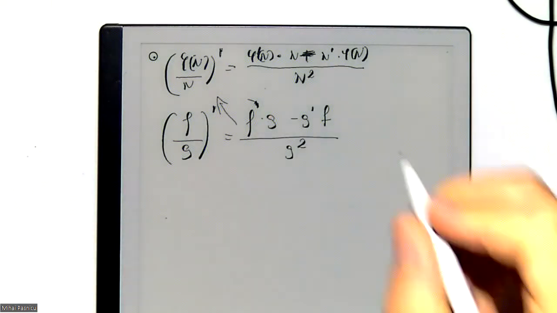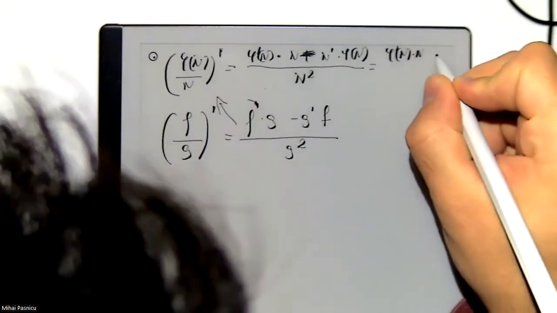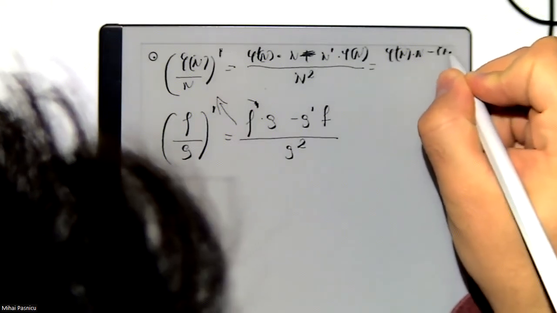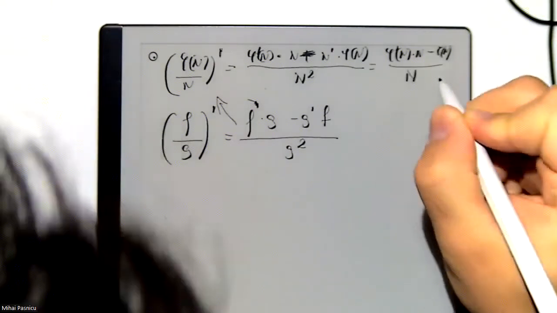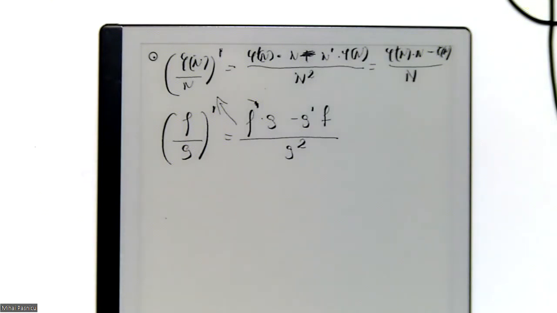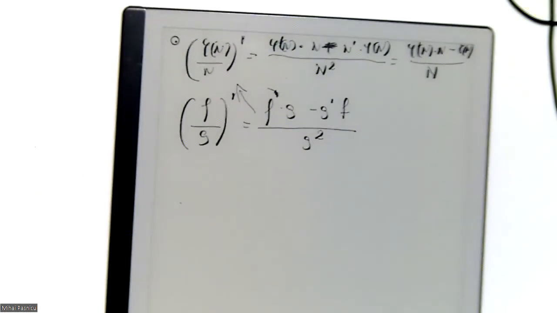Anyway, so this is the minus, and this is just going to be phi prime of n times n minus phi of n over n. Okay, and I'm done. Now I just have to write everything nicely.